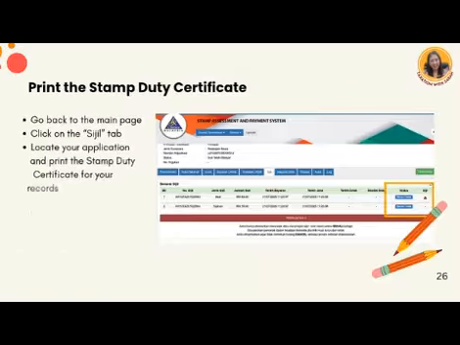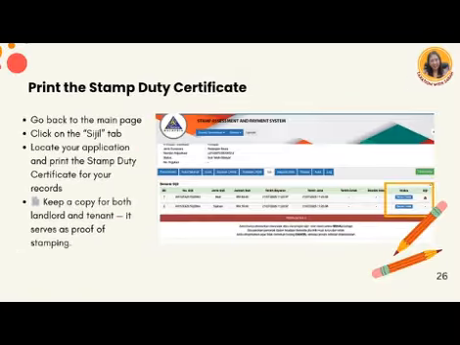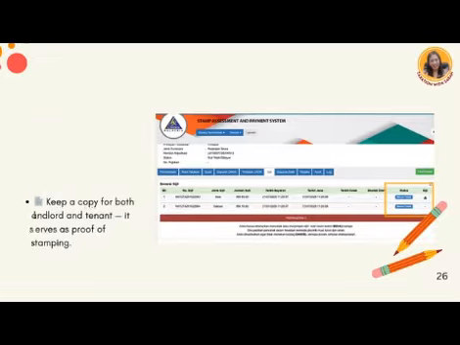Print the stamp duty certificate. Go back to the main page. Click on the Sijil tab. Locate your application and print the stamp duty certificate for your records. Keep a copy for both landlord and tenant. It serves as proof of stamping.